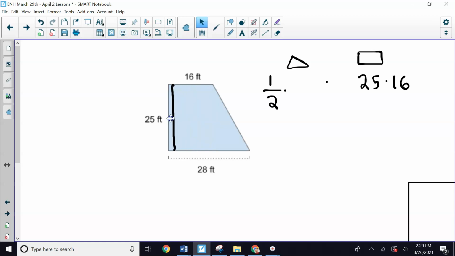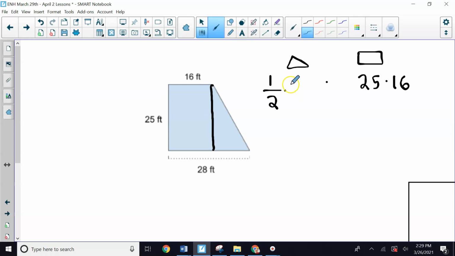Well, it is the same as the other side right here. Isn't that the same? Right? So we know that. That's not too hard. 25 is there. I'm going to put that for the height. I'm going to put that here. And the base is kind of the unknown thing.